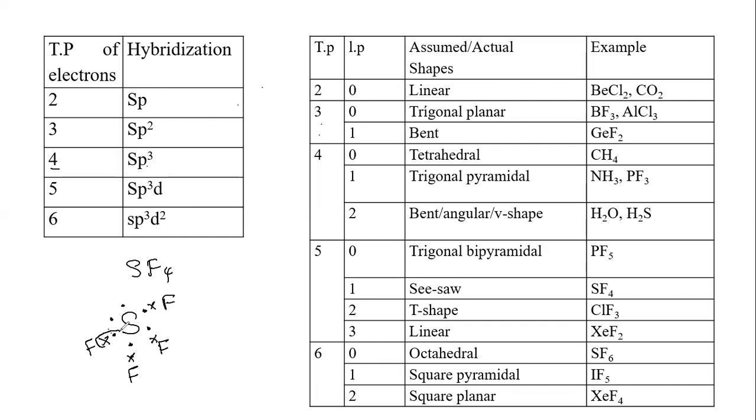So here is 1 bond pair, bond pair, bond pair. This one, they are lonely, so they will come together and form a lone pair of electrons. So you count everything together: 1, 2, 3, 4, 5. So it has 5 total pairs of electrons, and so it's going to be an sp3d hybridized molecule.